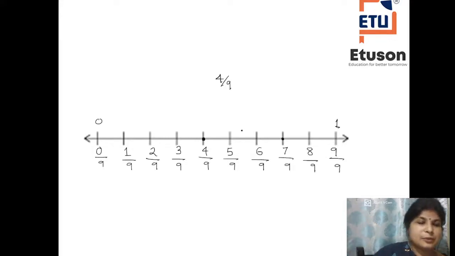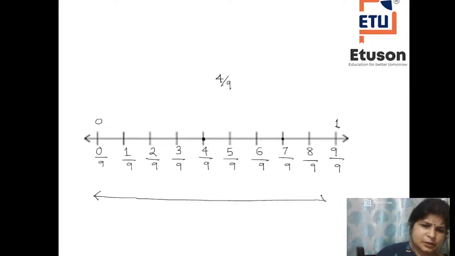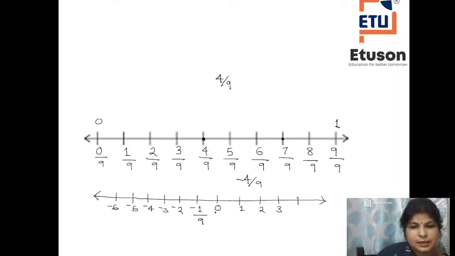Similarly, suppose I ask you to represent a negative number. It's the same fashion. You just draw the number line, start with 0 somewhere here, suppose here 1, 2, 3, 4, and suppose you need to represent minus 4 by 9. So here I will write minus 1, minus 2, minus 3, minus 4, minus 5, minus 6, and so on and so forth. Then what I will write? Divided by 9.